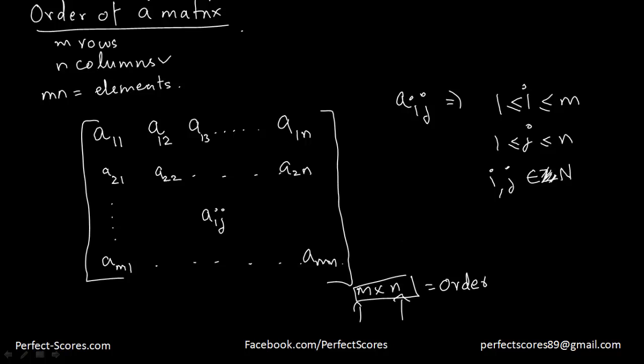So let's suppose I have a matrix of the order 3 into 2. That means it has 3 rows and 2 columns. It's going to have 3 rows, that is 1, 2 and 3, and 2 columns, 1 and 2. So this is going to be a matrix with an order of 3 into 2. So the order of the matrix is equal to m into n. I suppose you're getting my point over here, guys.